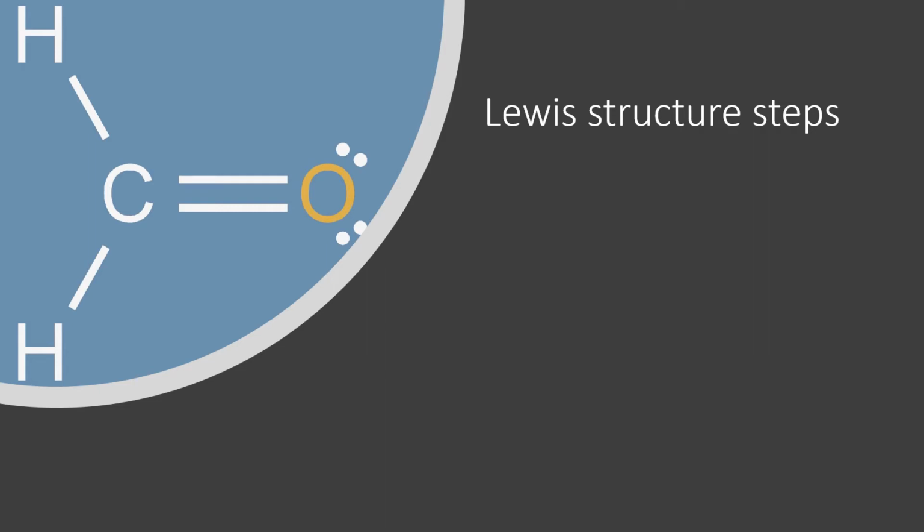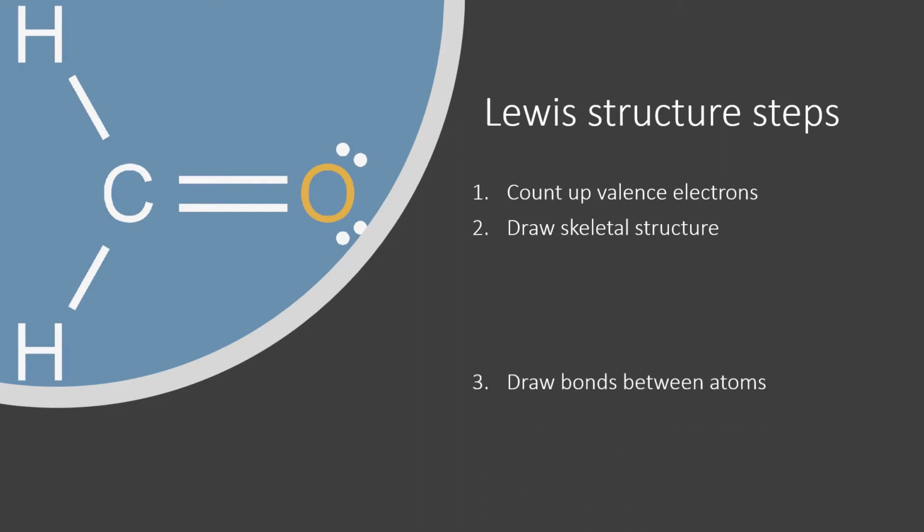Today's topic is Lewis structures, and first we're going to go over the steps that you need to complete in an orderly fashion in order to develop a correct Lewis structure. The first thing you want to do is count up and total the valence electrons in your compound of interest. Then you want to draw a skeletal structure of your compound with the least electronegative atom at the center, although if you're dealing with hydrogen, that goes on the outside of your molecule.